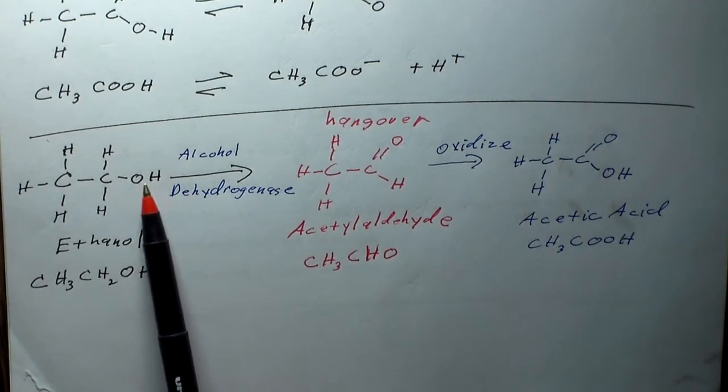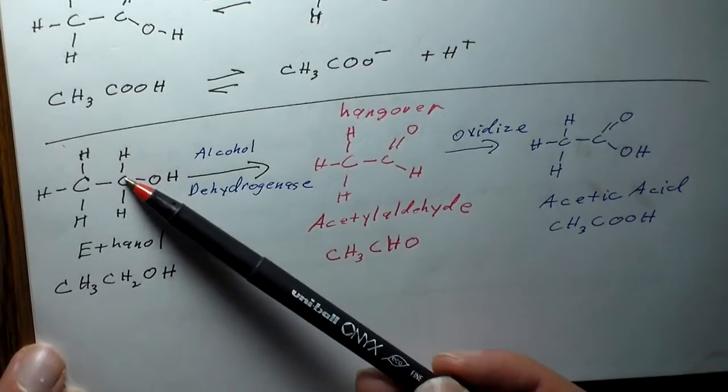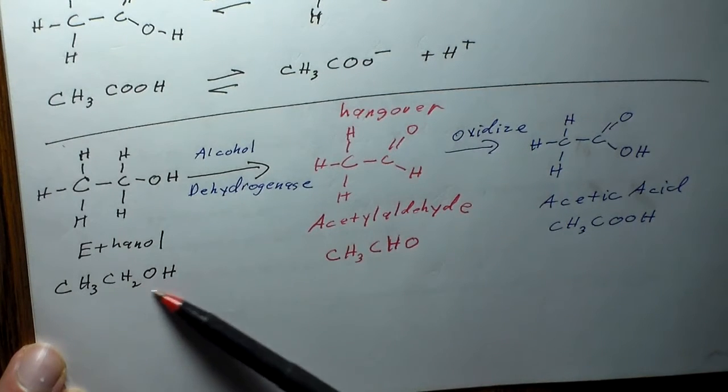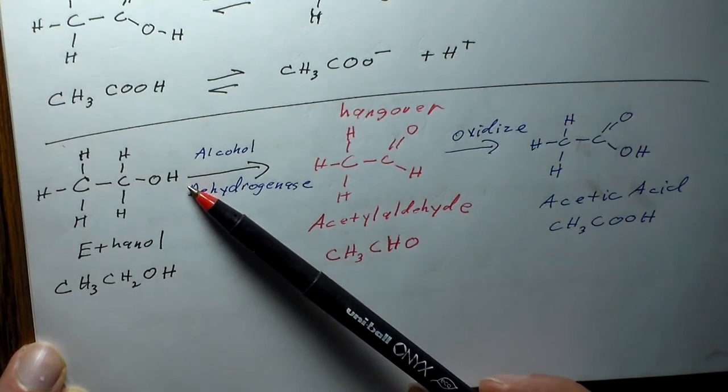The one here that's attached to an OH, you can be like, oh, that looks very similar to this acidic H. But no, there's no oxygen double bonded to here, right? And also down here in this formula, there's no COOH. So this is not an acidic hydrogen right here.